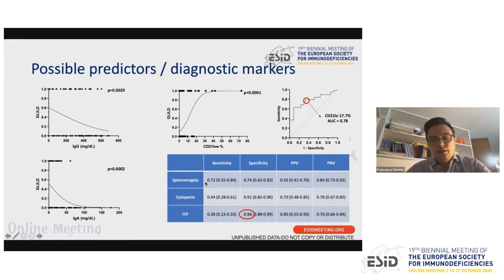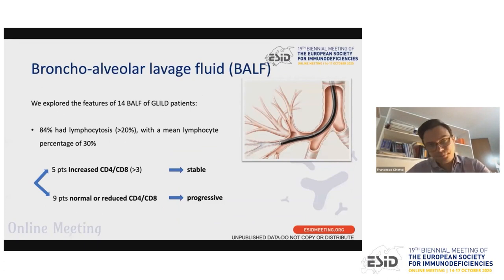Moreover, we found that splenomegaly presented a good sensitivity and specificity for GLILD with a high negative predictive value. And then cytopenia, and particularly autoimmune thrombocytopenia, presented a significantly high specificity and both a good positive and negative predictive value for the diagnosis of GLILD. Finally, we took into account the bronchoalveolar lavage fluid findings of 14 GLILD patients who underwent this procedure.